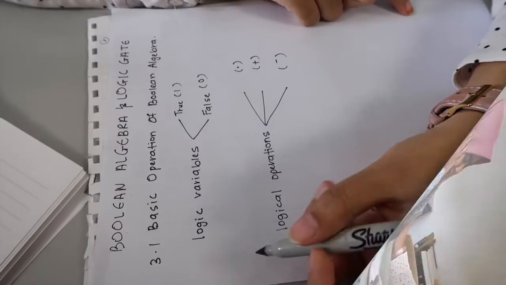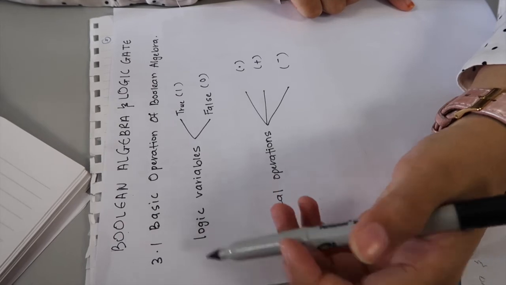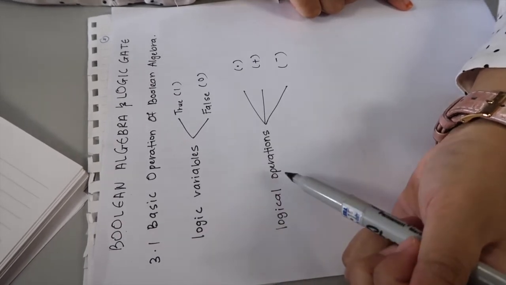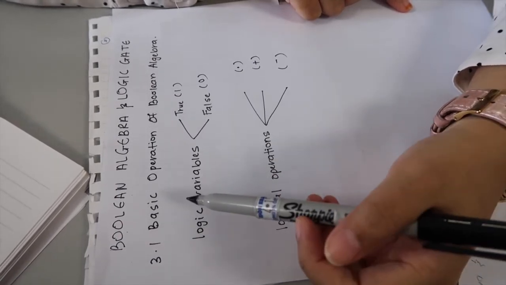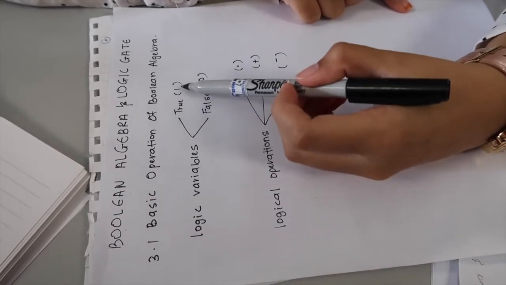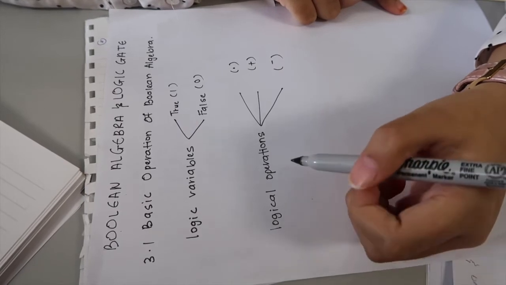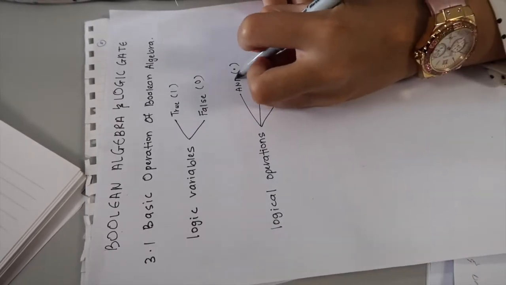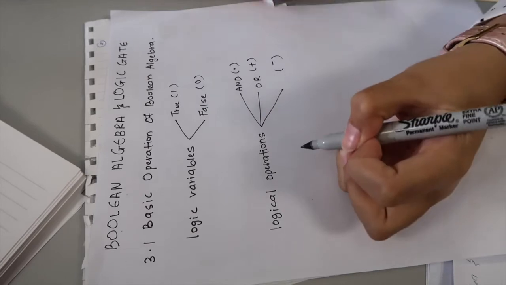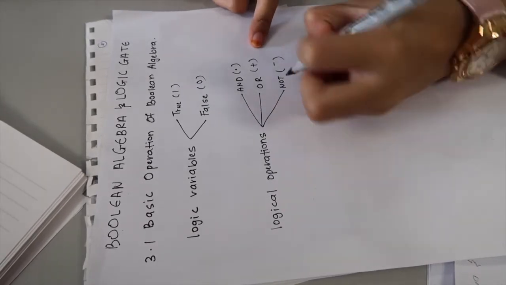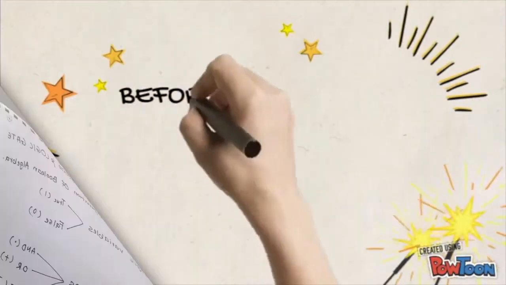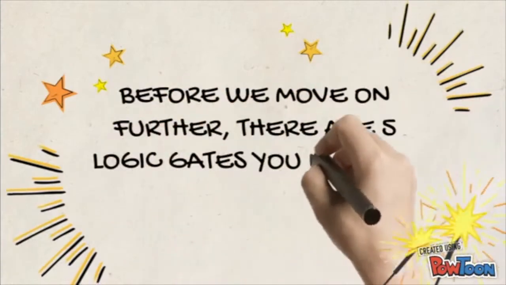I'm gonna help you. So, for basic operation of Boolean algebra, we need to know about logic variables and logical operations. In logic variables, there are two possible values, which is true, represented by number 1, and false, represented by number 0. Secondly, logical operation, which is AND, represented by a dot, OR, represented by a plus symbol, and also NOT, represented by a not symbol. Before we move on further, there are 5 logic gates that you need to know.